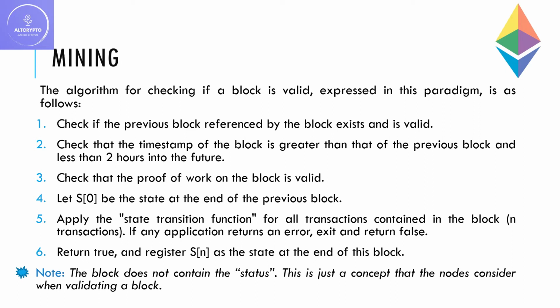Let S0 be the state at the end of the previous block. Apply the state transition function for all transactions contained in the block, transactions TX1 to TXn. If any application returns an error, exit and return false. Return true, and register SN as the state at the end of this block. Note: the block does not contain the state. This is just a concept that the nodes consider when validating a block.